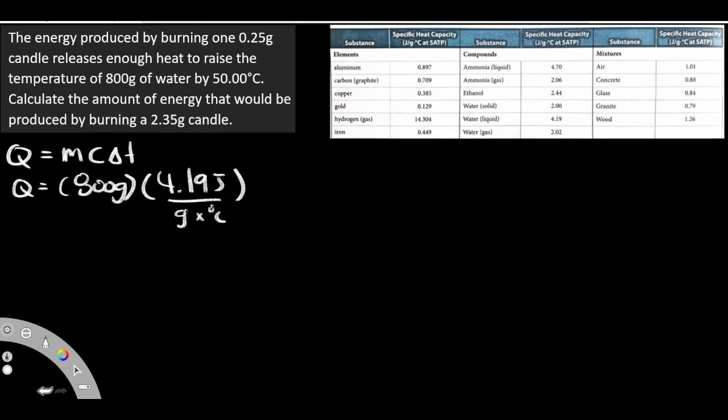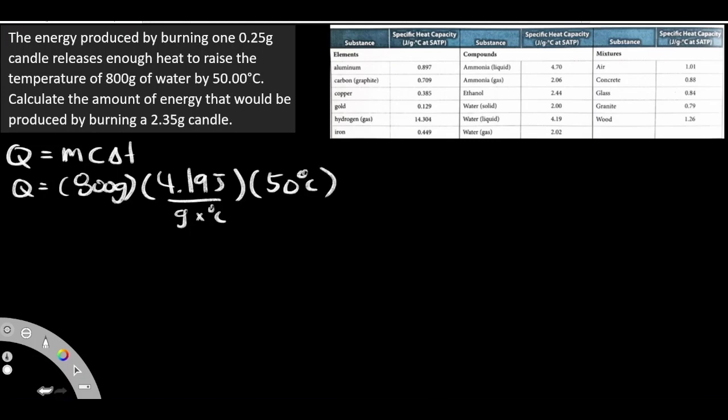And then we're going to look at our temperature. Well, our temperature, what does it say? It raised the temperature by 50 degrees Celsius. So it already gave us the value. So we don't need to do any final versus initial calculations. They've already given it to us. So it's just 50 degrees Celsius.